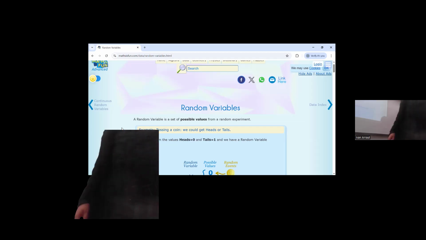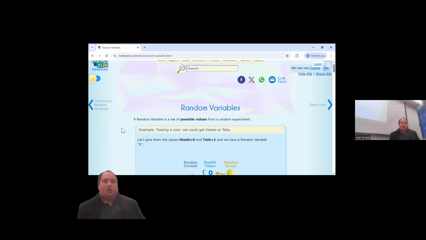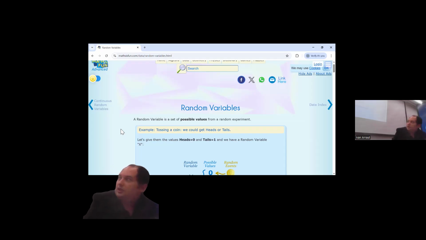Then a random variable is nothing else than assigning a number to some quality. For example, the number of people, the probability of having people taller than 150 centimeters. You can assign a random variable to that. 1 if you are taller than 150, 0 if you are shorter than 150, and so on and so on. So let's go here for a moment.